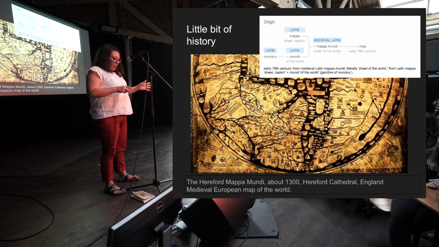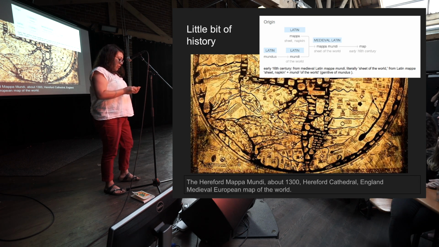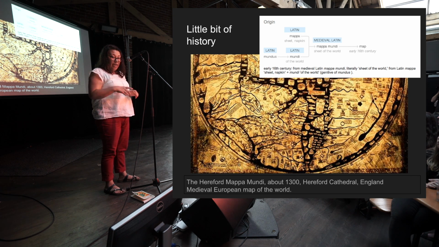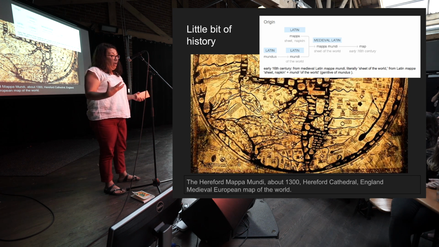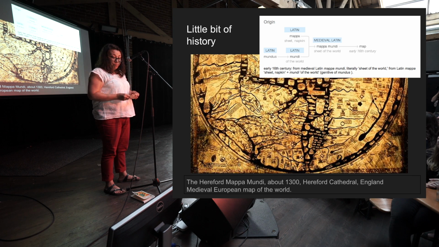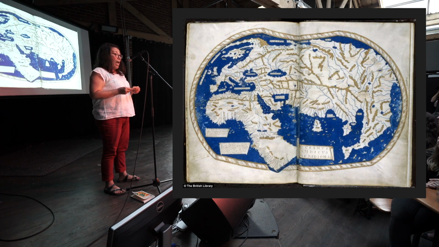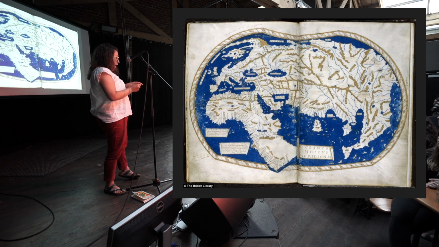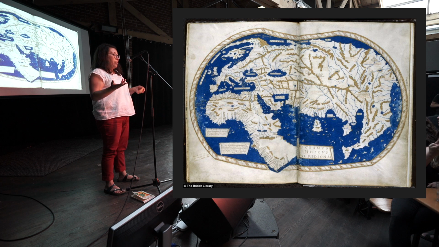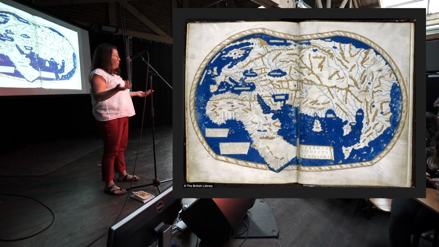And just a little bit of background, maps have been made for thousands of years, I'm sure you guys know, and they tell the story of the world. And this one, the origin comes from Latin, mappa, meaning, what was that again? Napkin, or sheet, or cloth. And then mundi, which means map of the world. So in the 16th century, we came up with the world map.